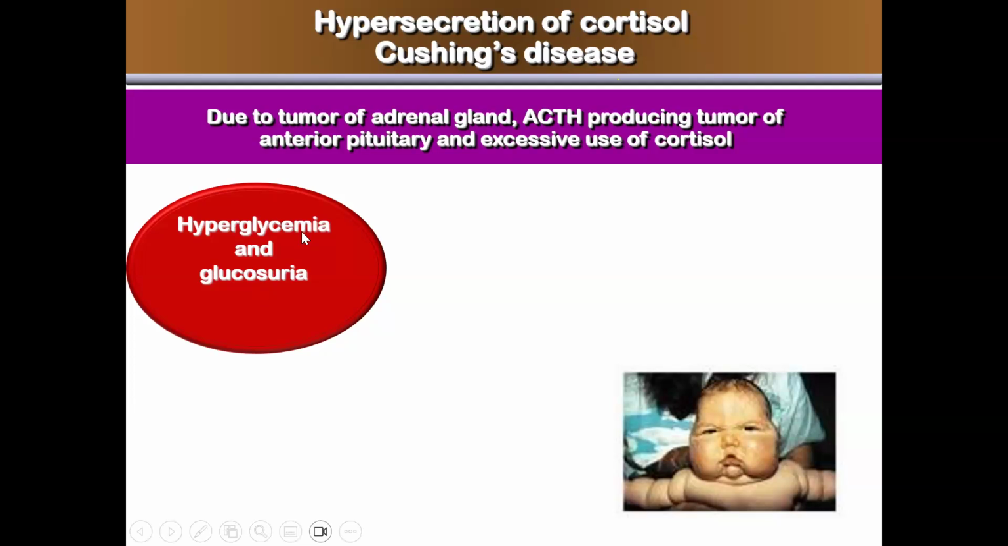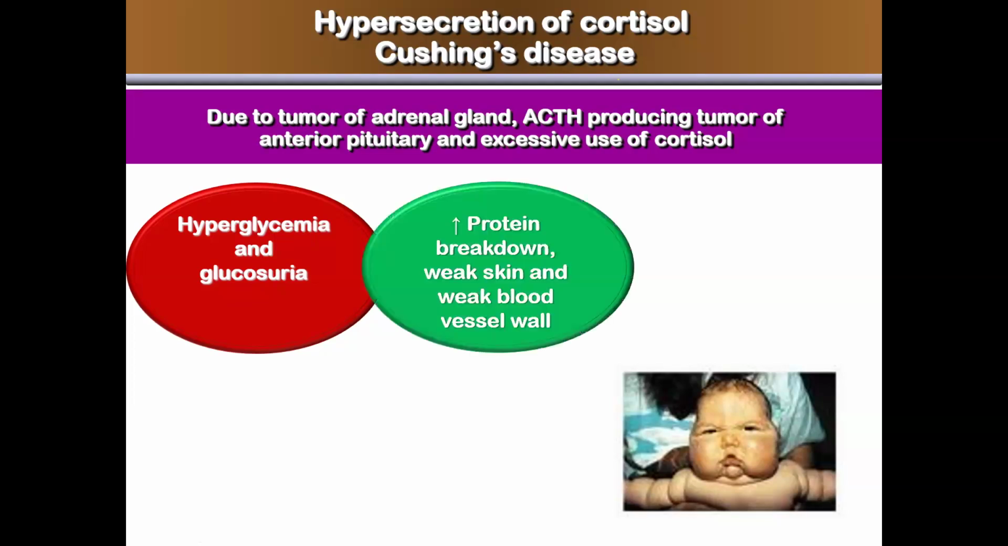So there will be high glucose levels in the blood, and there will be glucose present in the urine when a person is having high levels of cortisol. Plus, there will be excessive protein breakdown because this is the function of cortisol, to cause protein breakdown. And proteins are present in our skin to give it strength in the form of collagen fibers. So when there is excessive protein breakdown in the body, the proteins in the skin will also be broken down. So the skin will become weak.